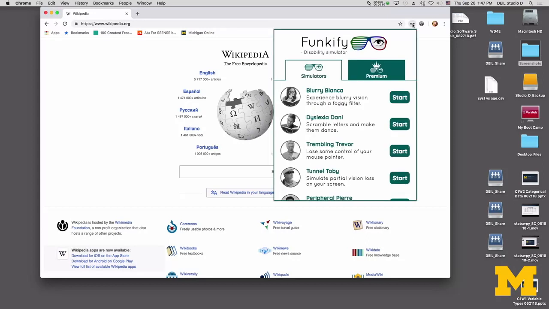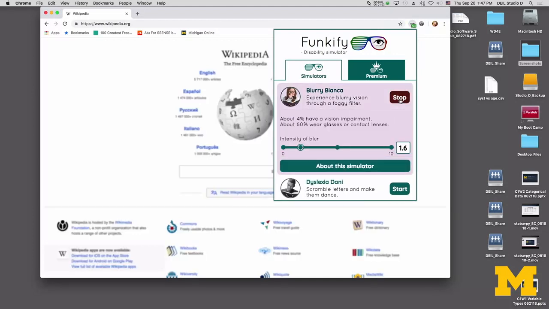How Funkify works is it lets you take on different personas to try to see what the site would look like for different people. So for instance, if I were to turn on Blurry Bianca, you basically get to experience this page as if you had blurry vision. You can even change the intensity of the blurriness, if that's a word, to have it go from pretty low to pretty high.